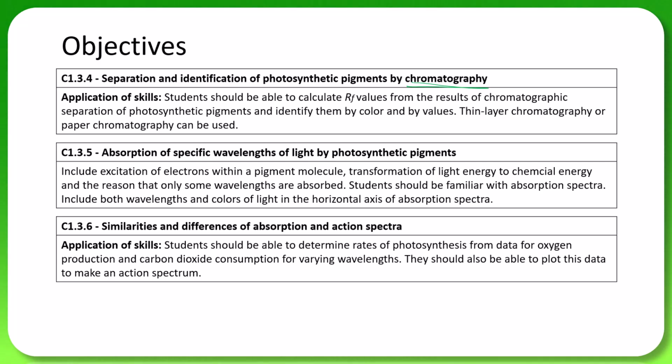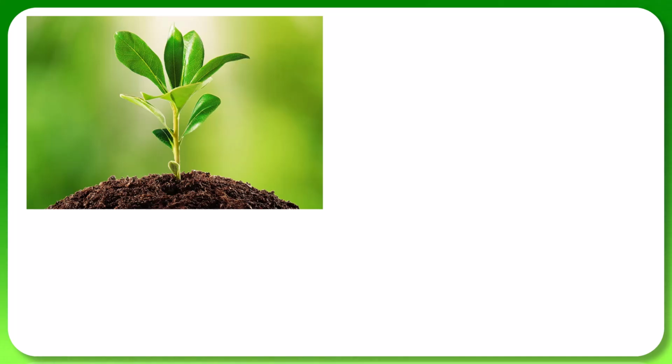C1.3.5 is absorption of specific wavelengths of light by photosynthetic pigments. And then C1.3.6 looks at the similarities and differences between the absorption and the action spectra when looking at a graph. Again, this is an application of skills which we will do in class as well. So, three objectives, absorption and action spectrum.